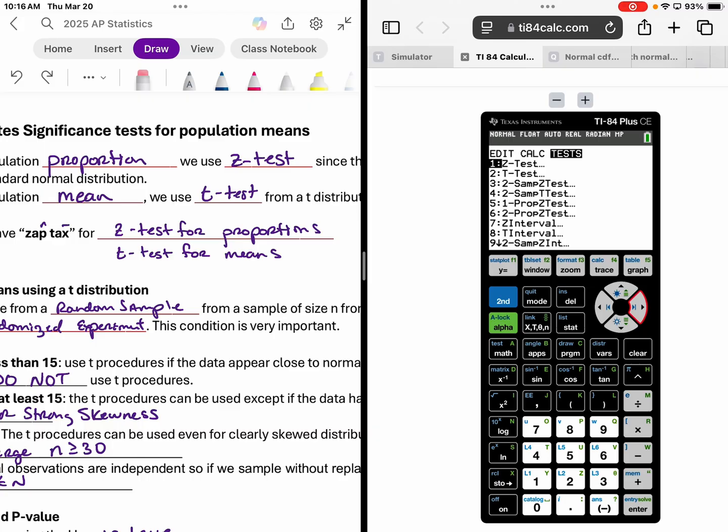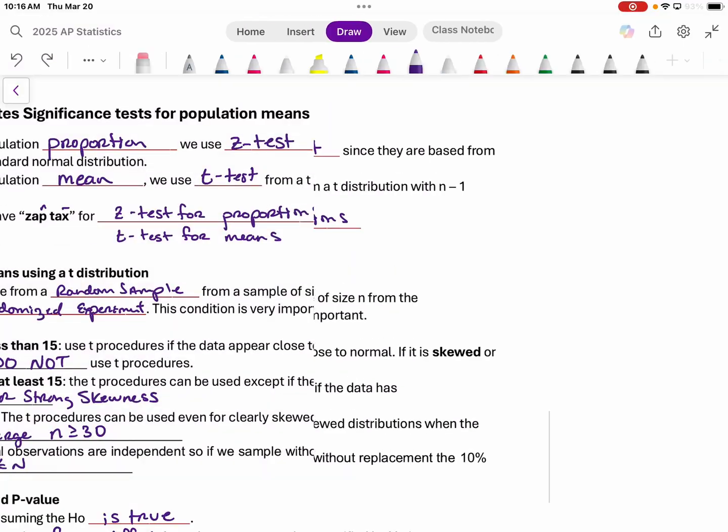But again, our course, mainly for the AP test, focuses on doing proportions with a z, and anything means related with a t. That way, I just have one or two options to work with. But in some of your later courses, some of your professors may have you do a z for means, and again, you can only do that if your sample size is 30 or bigger. Just to share that with you, that's just a little small sidebar.